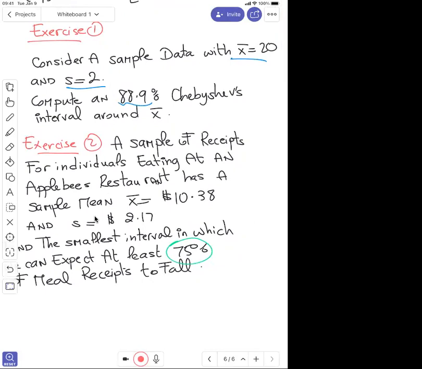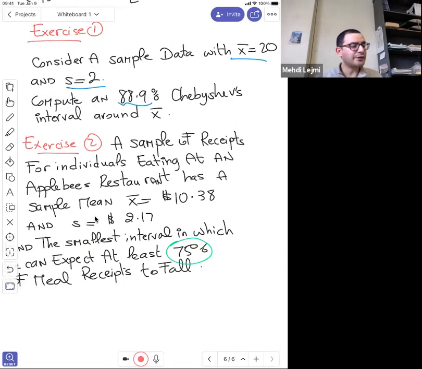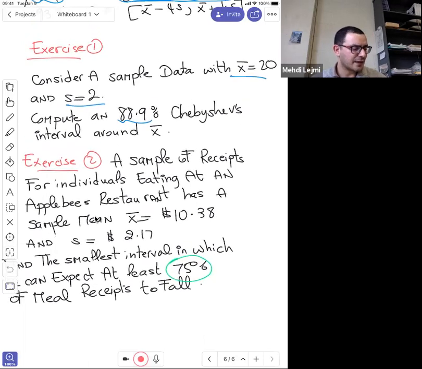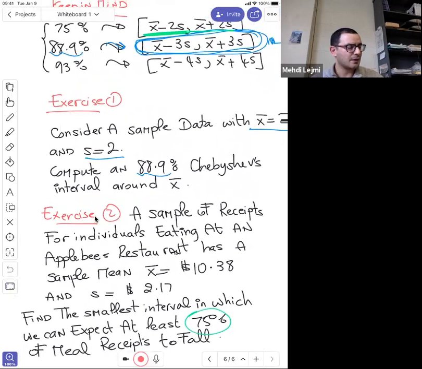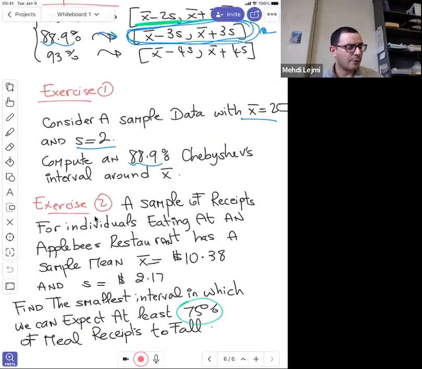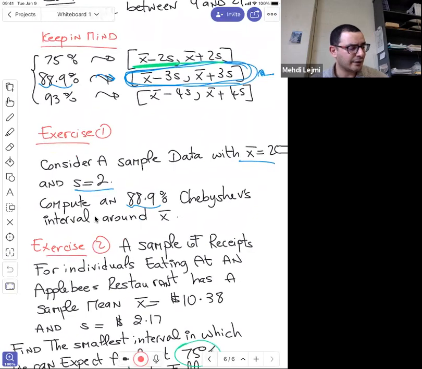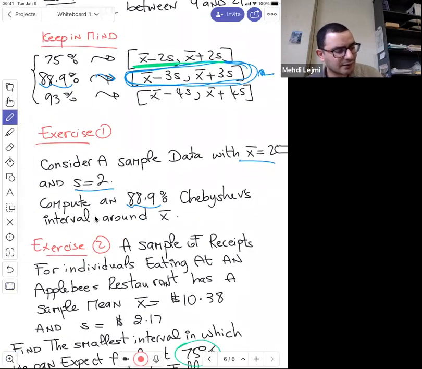So do I do 75 divided by 100? No, you don't have to do that. I was trying to explain the idea of the theorem, like 75% of your data values, etc. All you have to do is compute the interval. You see x bar minus 2s, x bar plus 2s, or x bar minus 3s.